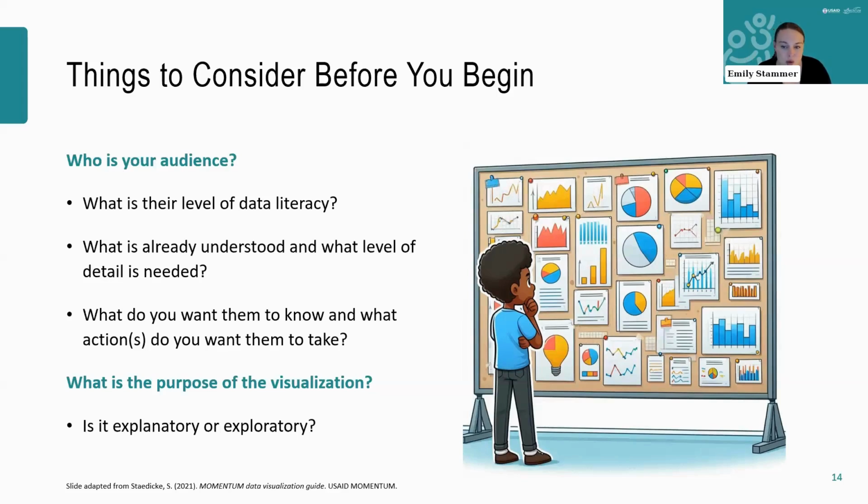So then it's important to know and to think through what's already understood from the data you have in front of you. What does need to be communicated and what's already clear to your audience or user? And then what level of detail do you need?